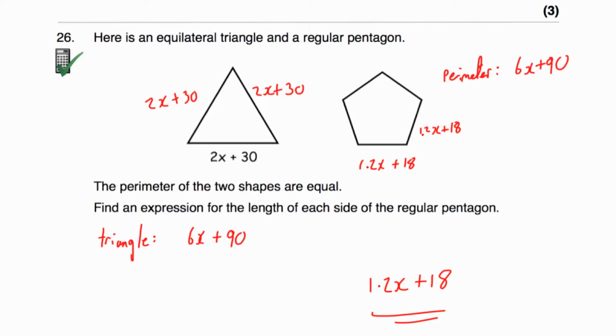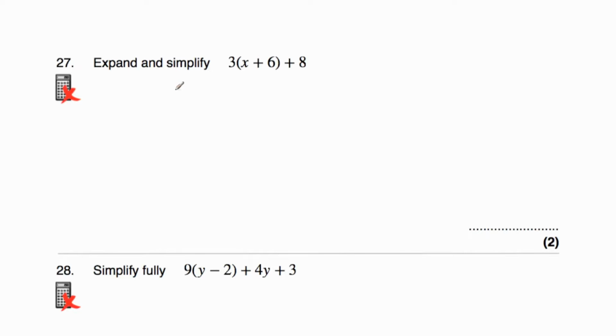Okay, question number 27. Question 27 says expand and simplify. To be able to do this question, you're going to need to know how to expand brackets. If you need any help on that, feel free to go to Corbettmaths.com and watch the video on expanding brackets. In this video, I'm just going to go through how to do this question. To expand this, we're going to multiply what's inside the bracket by the number outside, because it means 3 lots of x plus 6.